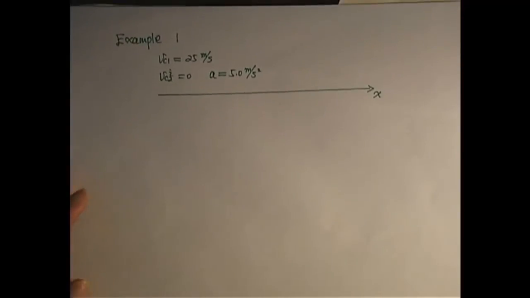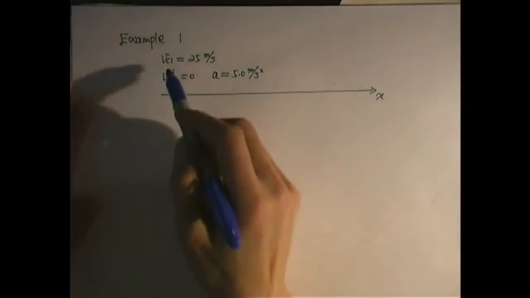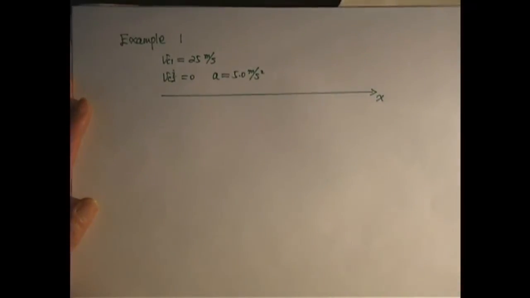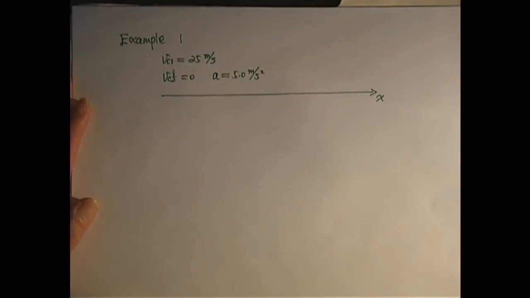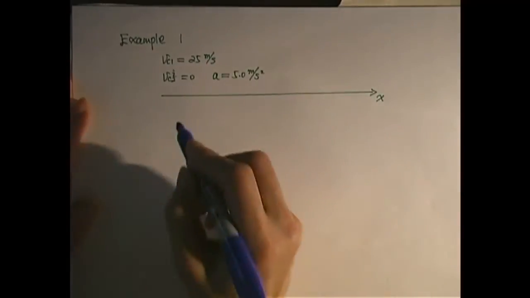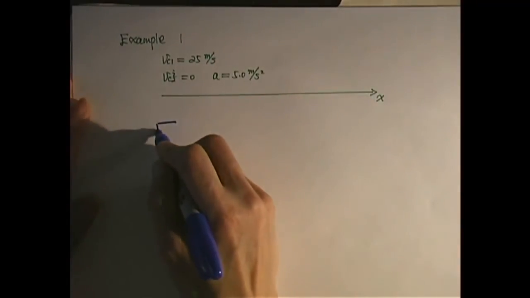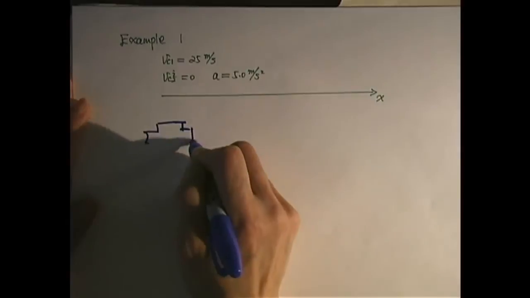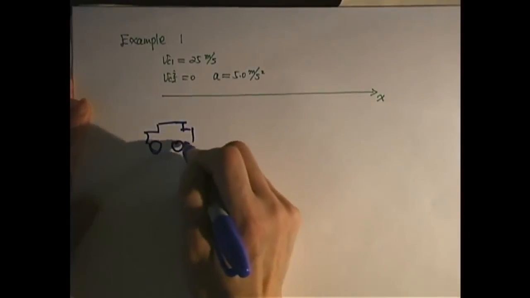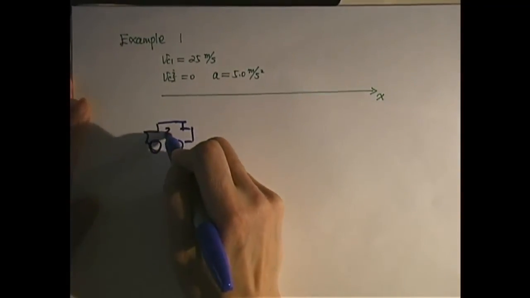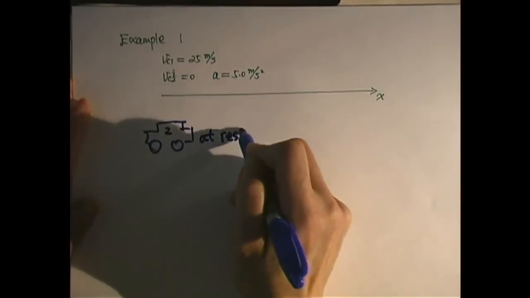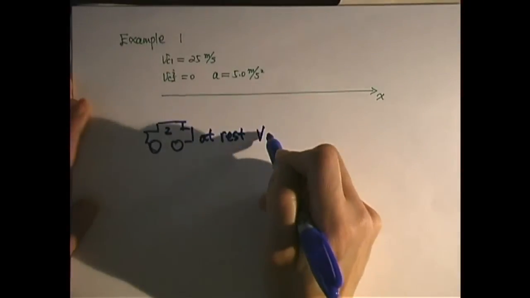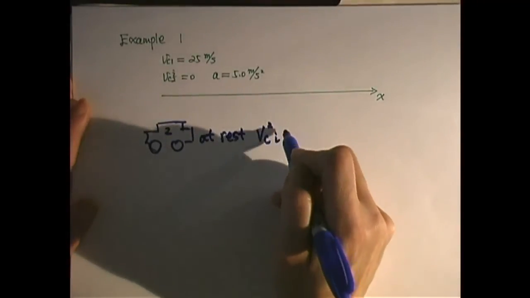Example 1. Let's say we have a car. V car 1 is 25 meters per second. V car 2 initial equals 0. That means the second car is initially at rest and with an acceleration. What does that mean? For example, we have a car right here. This is a car. Let's name it car 2. So it is at rest. At rest means that V car 2 initial equals 0.